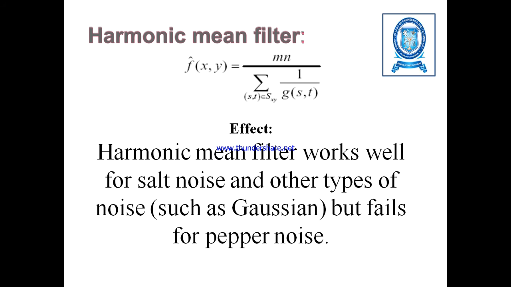Next is the harmonic mean filter. It works for salt noise, that is white noise. We can apply it in the case of white noise, but we cannot apply it to pepper noise, that is black noise. It is calculated using the equation f cap of x comma y equals mn divided by the summation over s comma t belonging to S of x comma y of 1 by g of s comma t. This is called a harmonic filter.